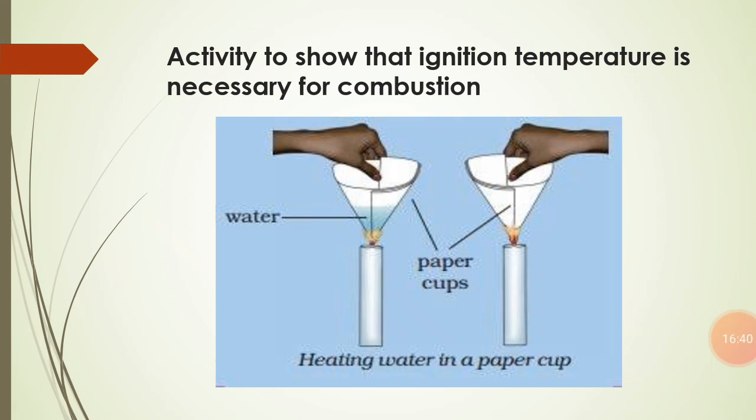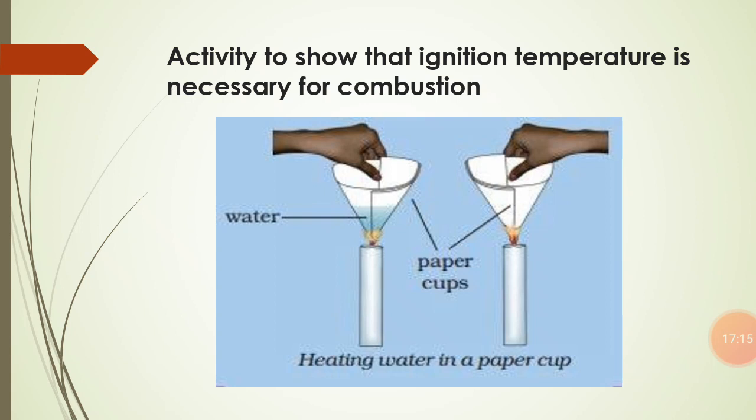In order to perform this activity, what materials are required? A sheet of paper, water and a candle are required. Now we are going to perform this activity. What is its procedure? First of all, make two paper cups by folding the sheets of paper. Now pour 50 ml of water in one of the cups and heat both the cups separately with a candle, and observe both the cups carefully.